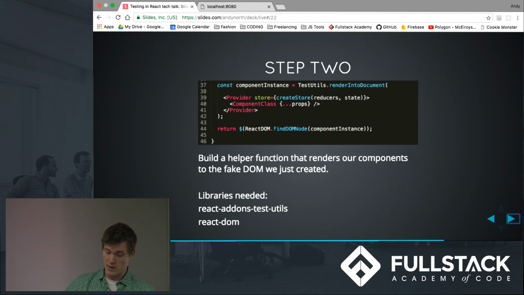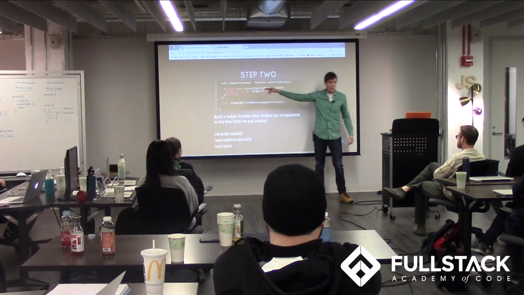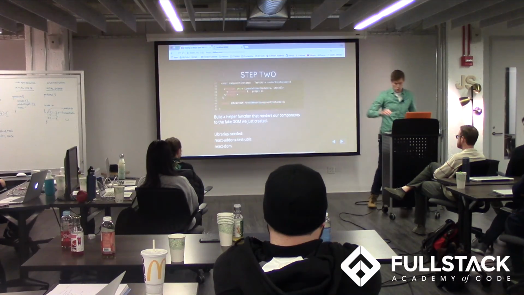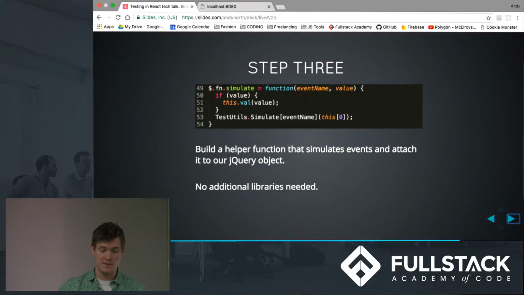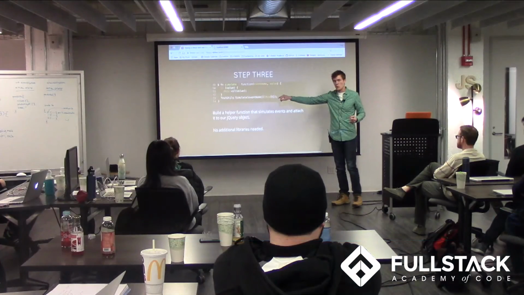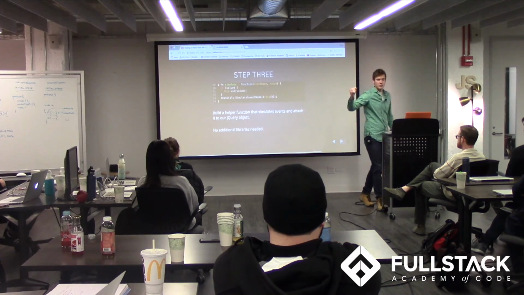Step two, we're going to build a helper function that renders our components to that fake DOM, right, because we have to render them. We have to write a helper function that will render them for us. That's what this does. We also wrap everything in a provider so that we can render connected components, right? Because a lot of our components we're testing are going to be connected. Step three, build a helper function that simulates events and attach it to our jQuery object. This one, we can actually get test utils from React. They're just in the React library.